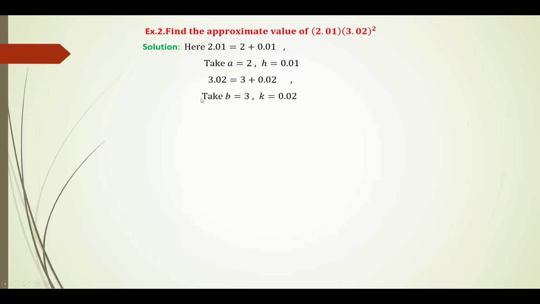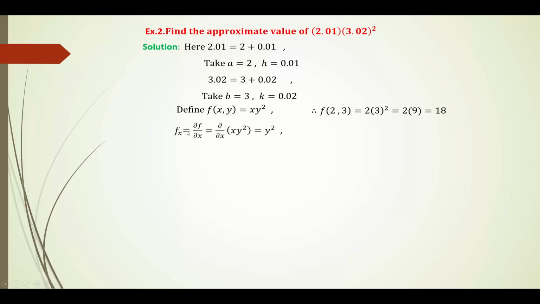0.02. Define a function f of x y is x into y square. Then find the value of function f at point a b, where a is 2 and b is 3. So f of 2 3: put x is 2 and y is 3. So 2 into 3 square. 3 square is 9, 9 into 2 is equal to 18.